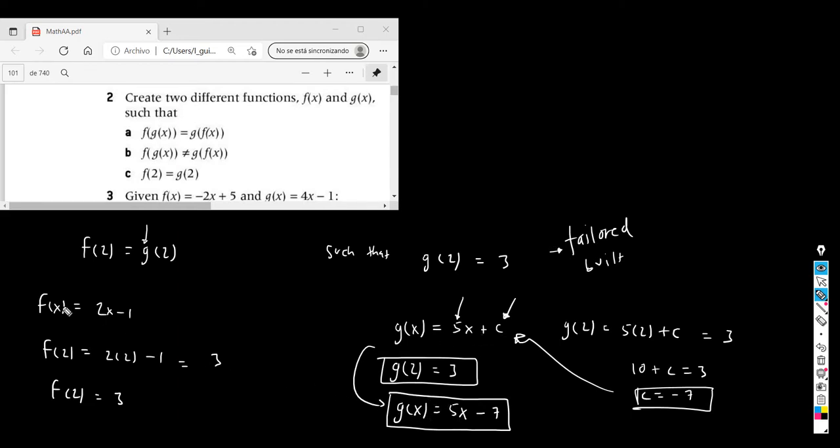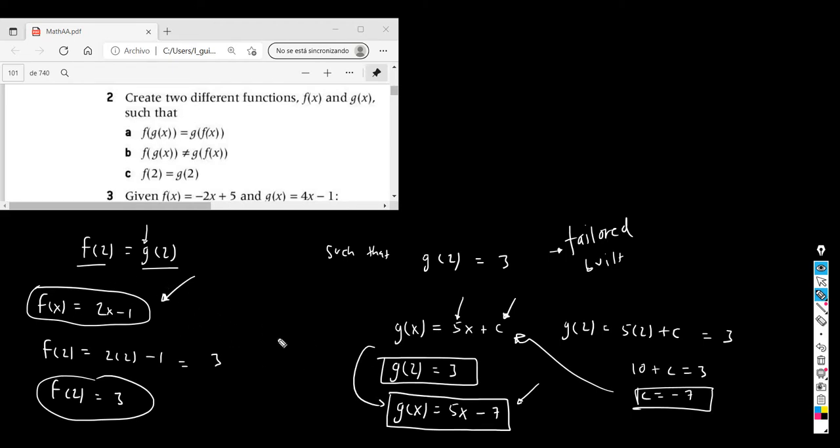And now, as you can see, this function, when you evaluate in 2, is going to be equal to 3. And this function, when you evaluate in 2, you're going to get also 3. And that's it, right? We're done. This is one of the functions. Okay, this is the other function. And both have this property that their evaluation in 2 is the same.